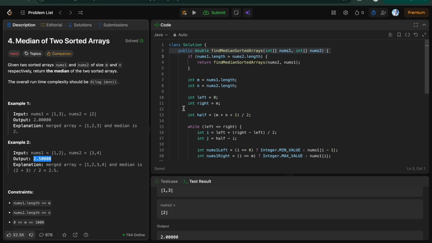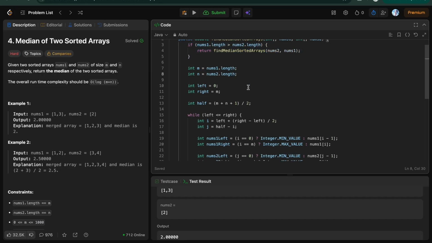Okay, so what we have here is we want nums1 to be the smaller array. Like I mentioned before, nums1 should be the smaller array because we are doing a binary search on nums1, and binary searching a smaller array is a lot faster. Now these two are just to store the length of both arrays. These are the binary search boundaries.